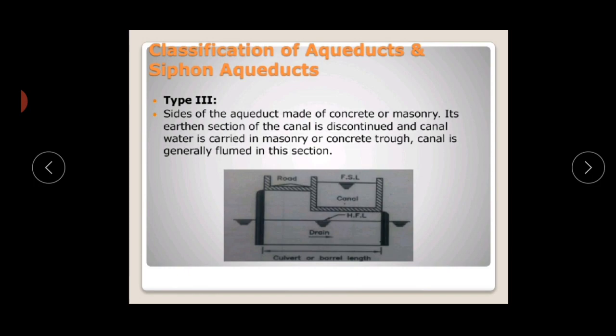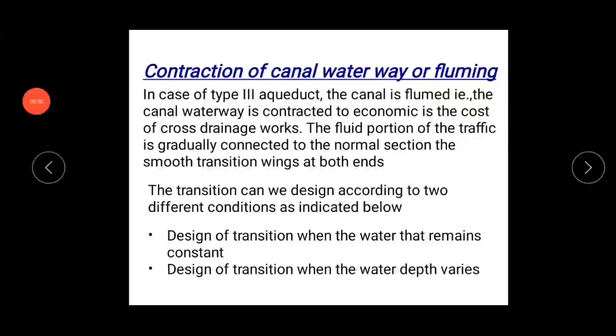Now next we'll go for contraction of canal waterways, or fluming. What exactly is this? Here in the case of type 3 aqueduct the canal is flumed. The meaning of flumed is that the canal waterway is contracted to economize the cost of drainage work, that is CD works.